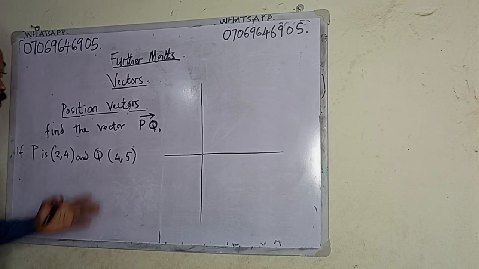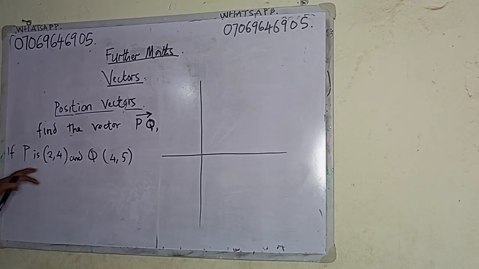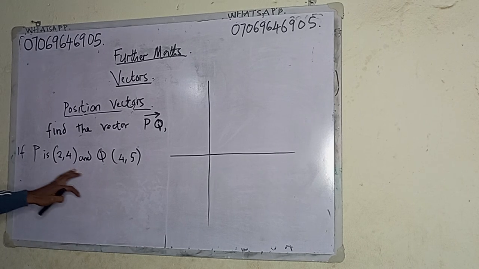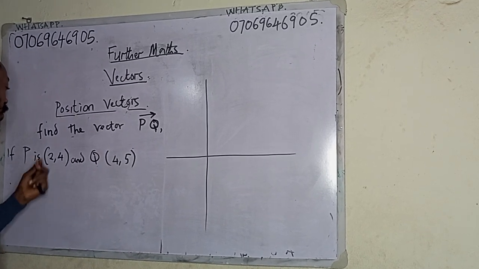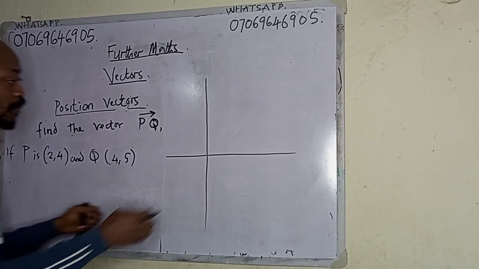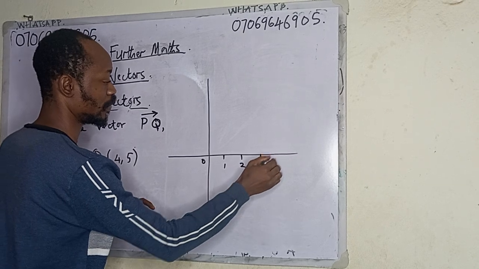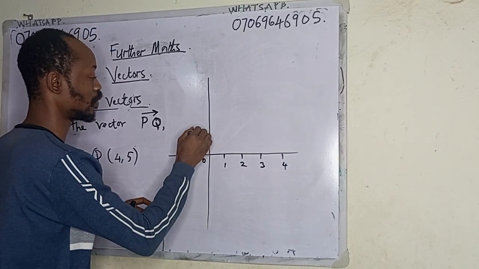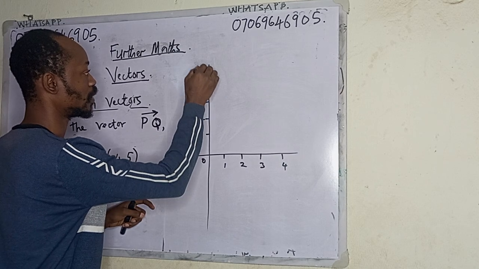So let's use our knowledge to solve a question like this. It says to find the vector PQ if P is (2, 4) and Q is (4, 5). So that's the coordinate of the point P and point Q on the Cartesian plane. Let's first of all write 1, 2, 3, 4. Let's say 5.